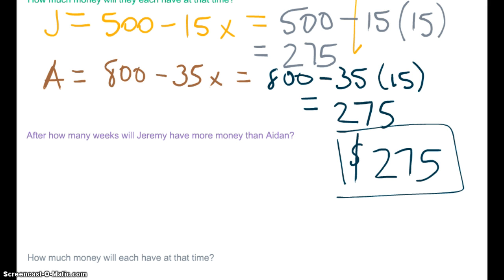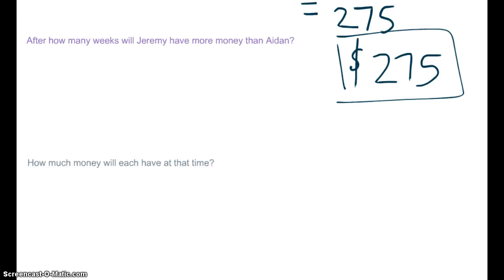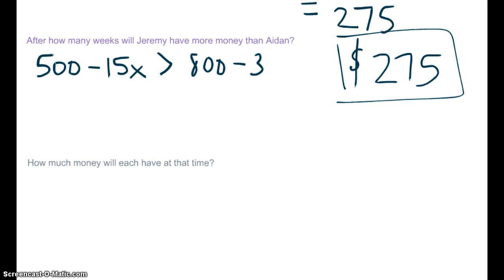Now, the next question says, after how many weeks will Jeremy have more money than Aiden? Well, if they have the same amount of money after 15 weeks, then 16 weeks, Jeremy should have more than Aiden. But let's go ahead and set up our inequality. So we had 500 minus 15x, and that was Jeremy. And we want Jeremy to be greater than Aiden. So 800 minus 35x. And then we would go through the same business of solving our inequality.